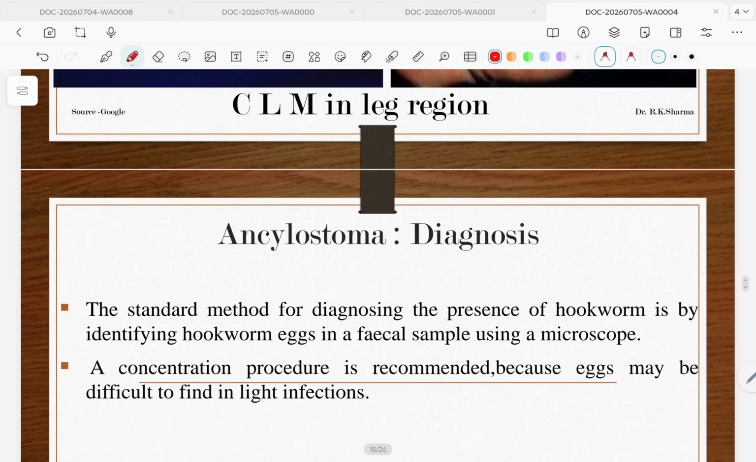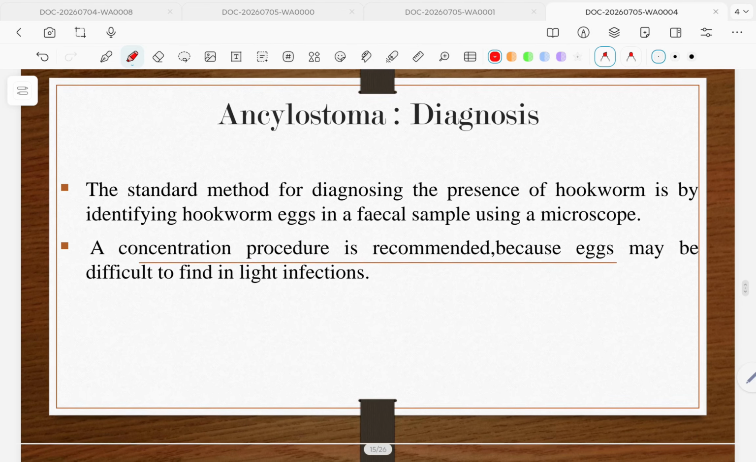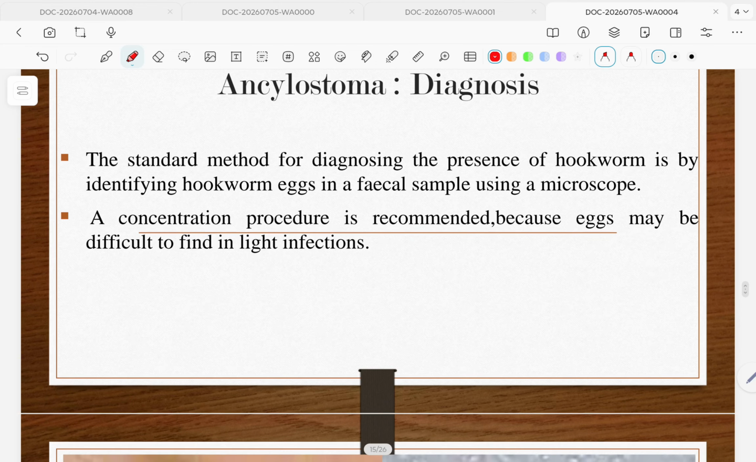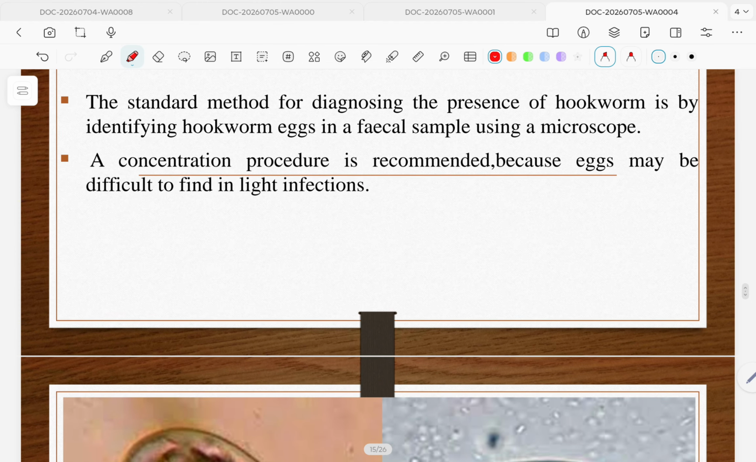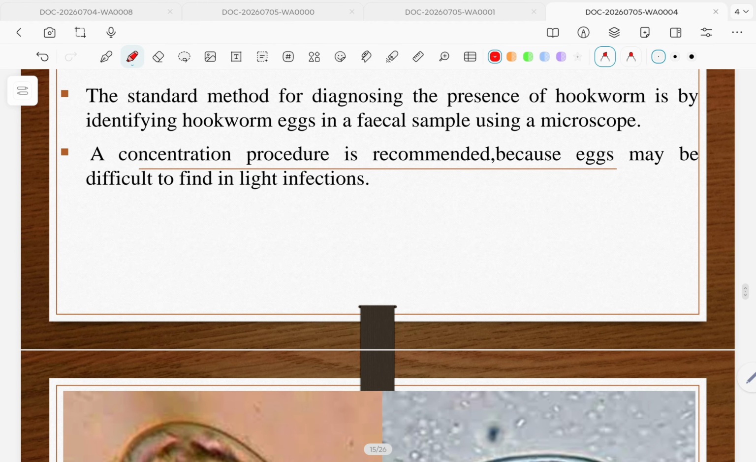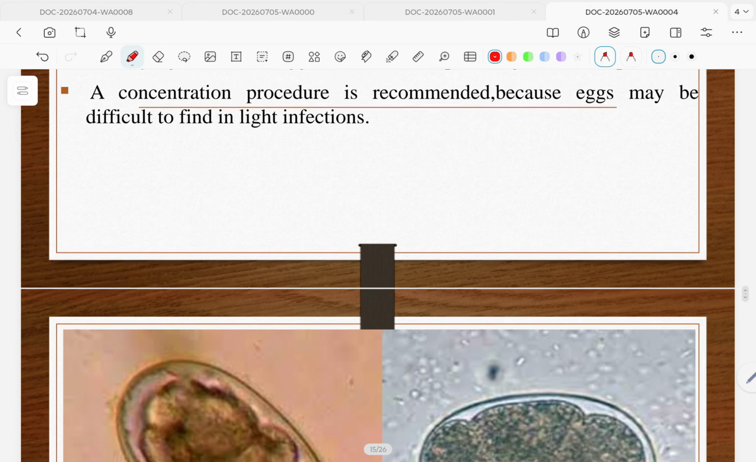Ancylostoma diagnosis. The standard method of diagnosing the presence of hookworm is by identifying hookworm eggs in a fecal sample using a microscope. A concentration procedure is recommended because eggs may be difficult to find in light infection.